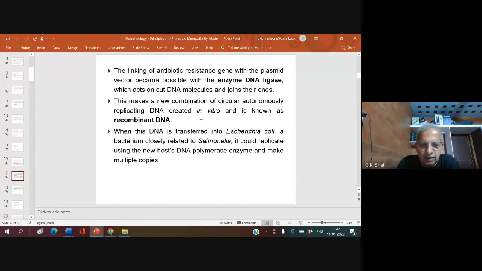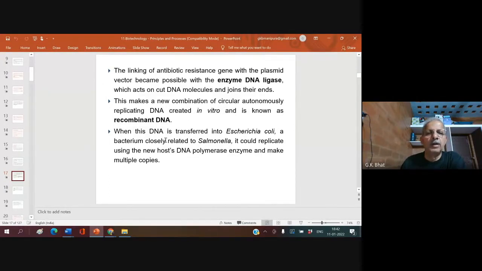What is there in a recombinant DNA? In a recombinant DNA, you would come across two DNAs, am I right? One plasmid DNA and another one, the desired gene, the alien DNA.